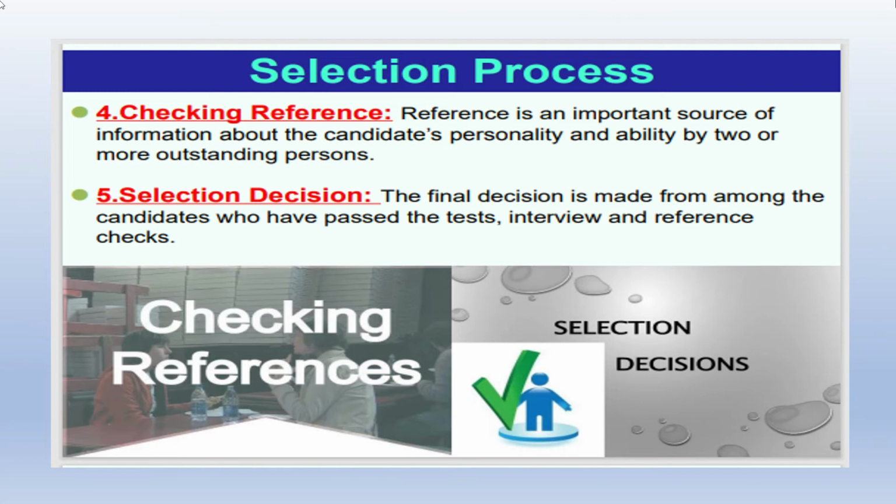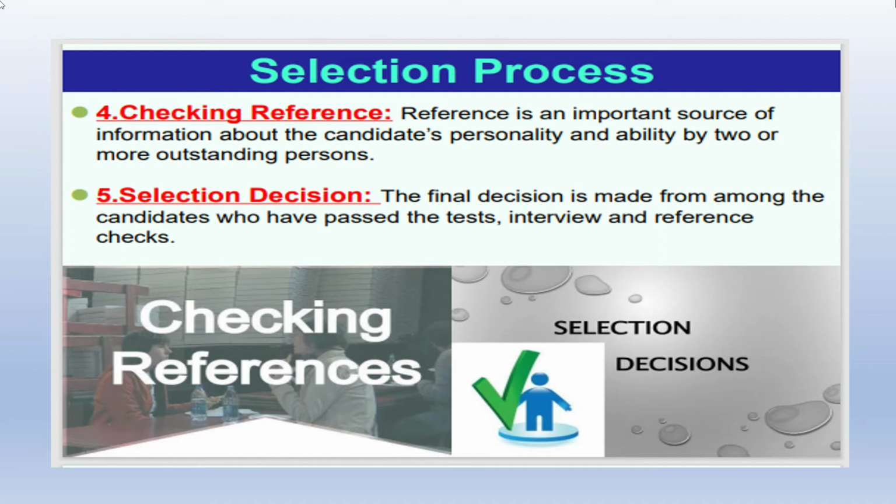And here we are going to talk about checking references. After clearing the personal interview, the employer may request names, addresses, and telephone numbers of references, which may include previous employers or any known person who can act as a reference. References are used either to verify the information provided or seek additional information about the candidate. Let's move on to the fifth step.